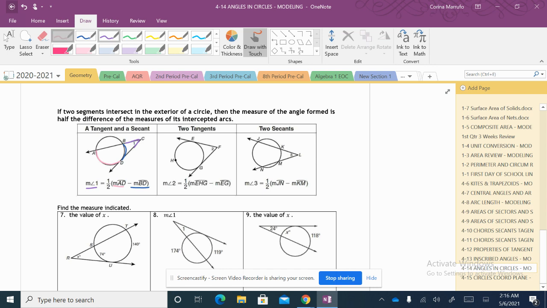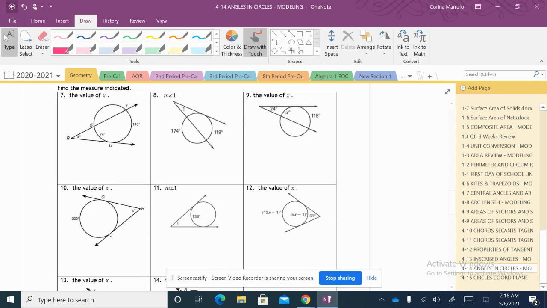Just like this one, you're going to take the bigger side of the arc, so this part, you subtract the other side, which is this part, and then you take half of that, and that'll give you the exterior angle. The same with this one, this exterior angle here is equal to, you take the bigger arc that's in between the 2 lines, and you subtract this arc. After you subtract them, you take half of it, and that will give you the measure of the exterior angle.